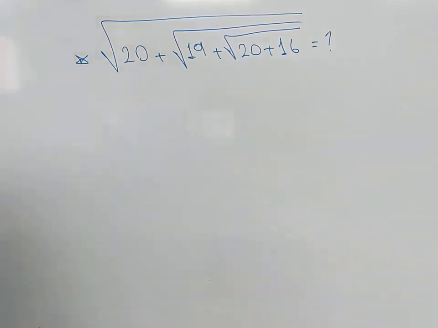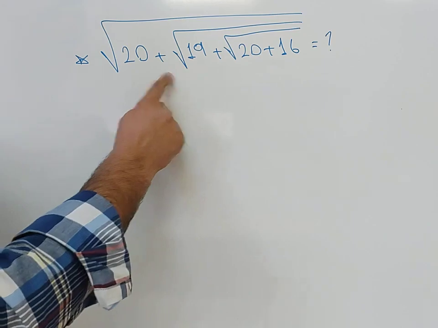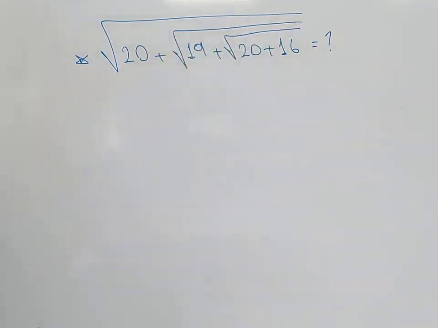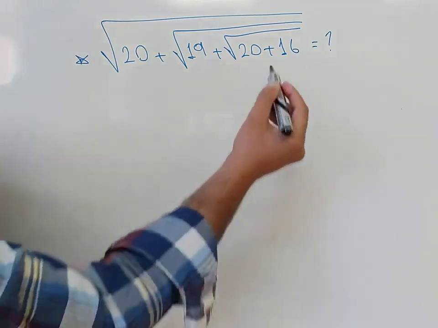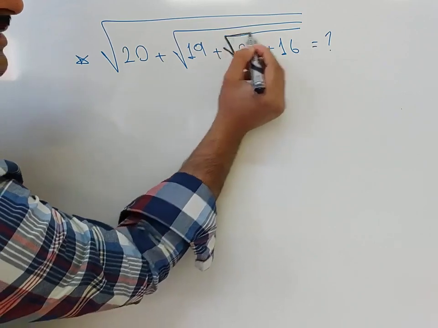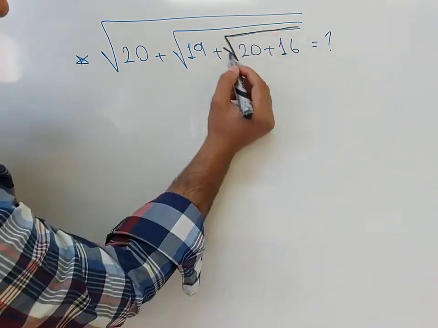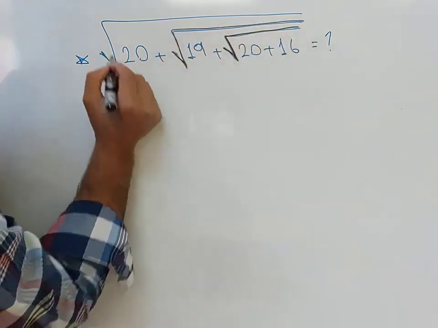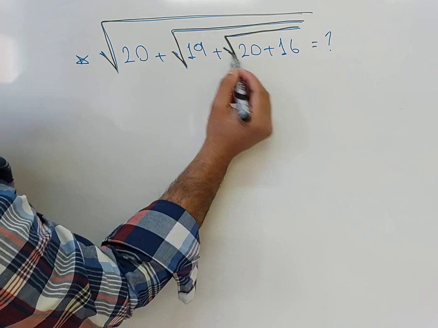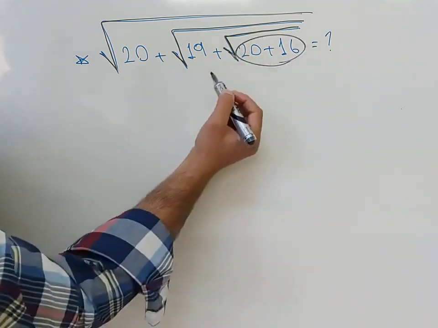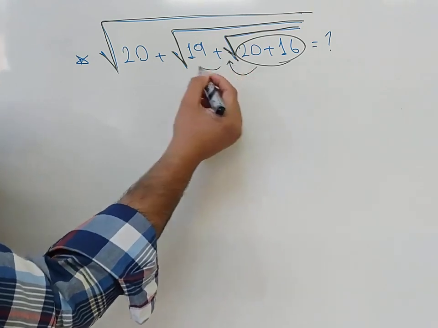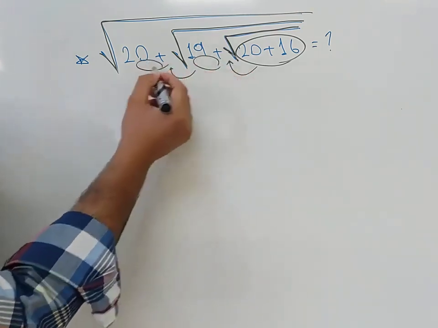Another type of question is: square root of 20 plus square root of 19 plus square root of 20 plus 16. What you need to do is go from the smallest square root, by size. See, this is the smallest when you look at the sizes, of course. So you start from there first, inside there. Then take out, you find the result of this, take out, then find the result of that, take out, the result of this, and take out.